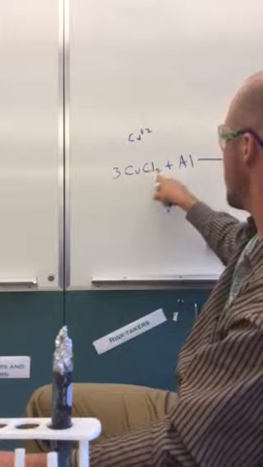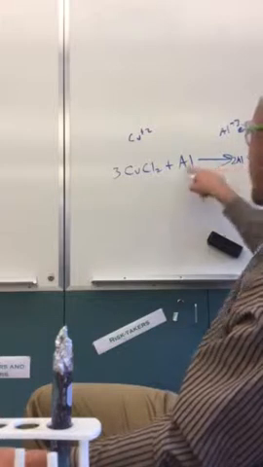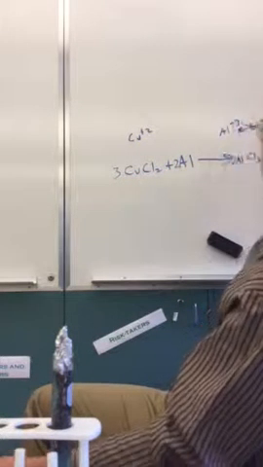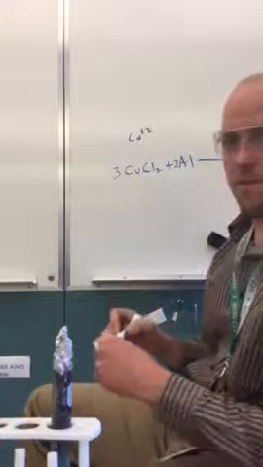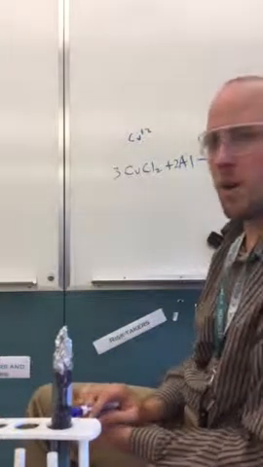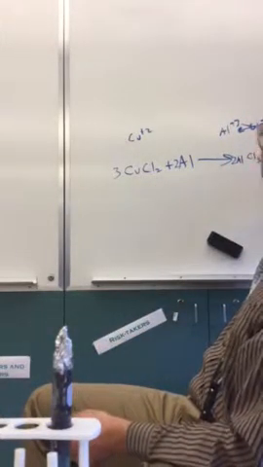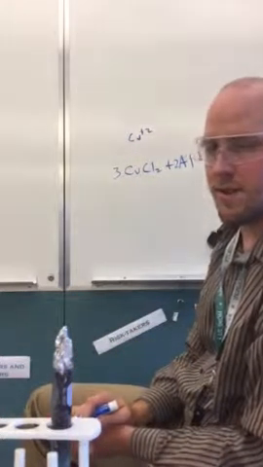That gives us 6 chlorines, 6 chlorines. Now we've got 2 aluminum, so I'll put a 2 there. We've got 3 copper, so we need to put a 3 right there. I'm really hoping that you can see all this on the video right now. That's our balanced chemical reaction for what we just did right here.